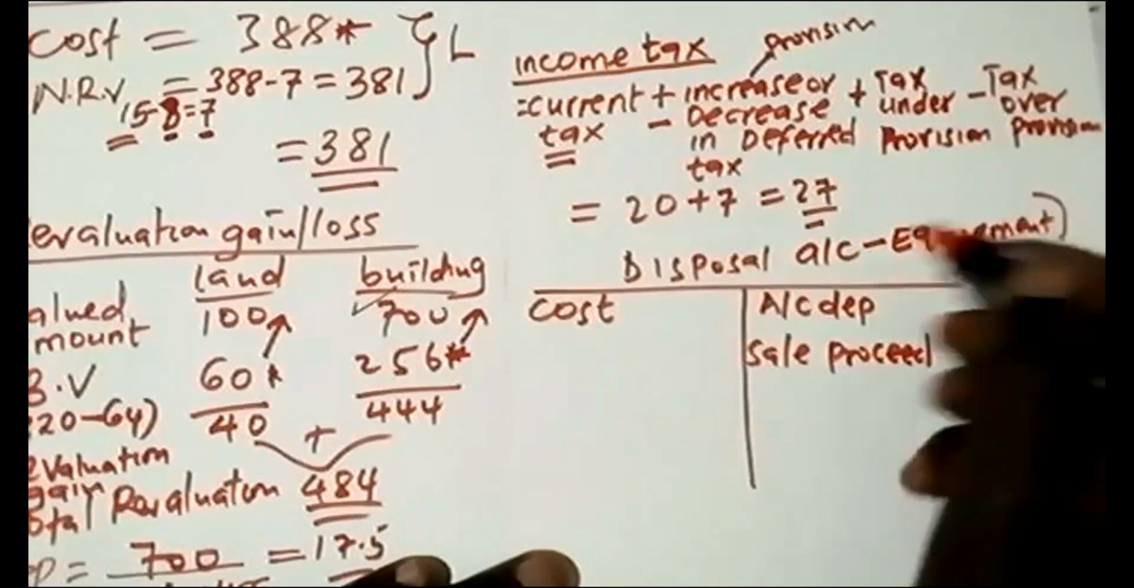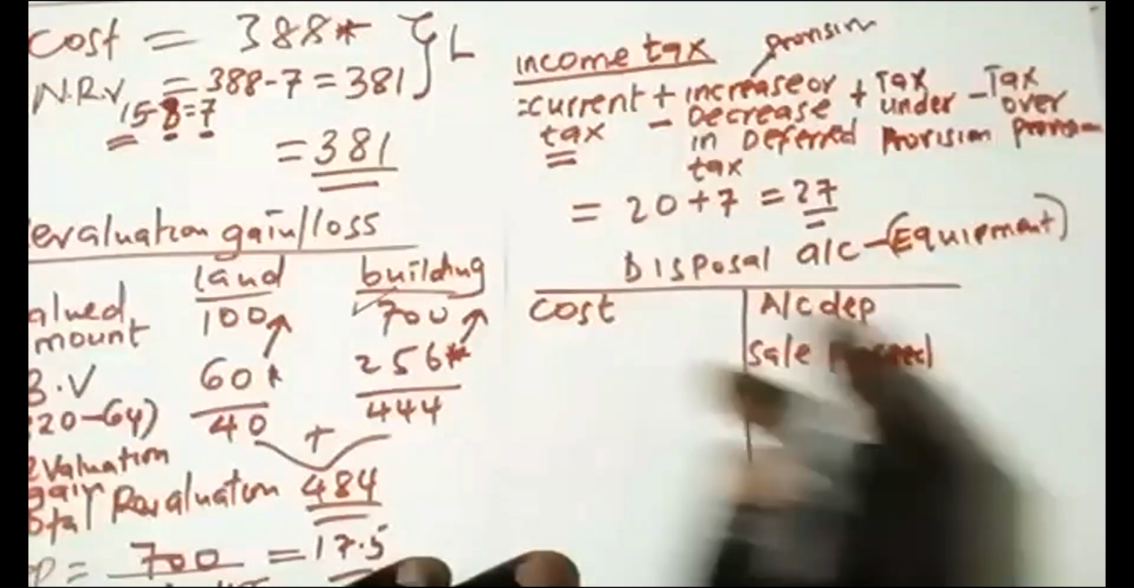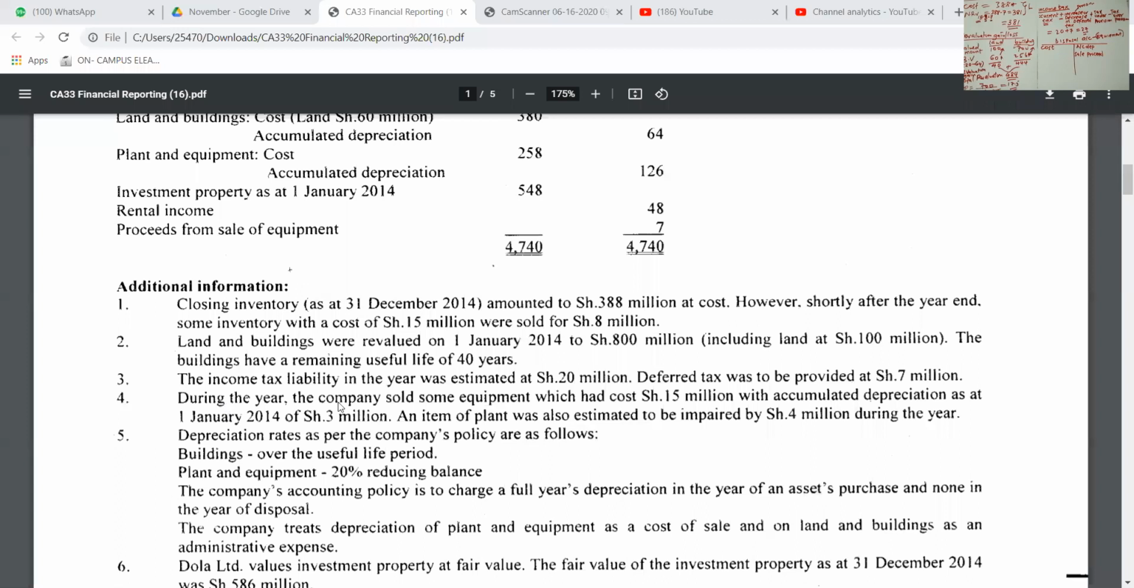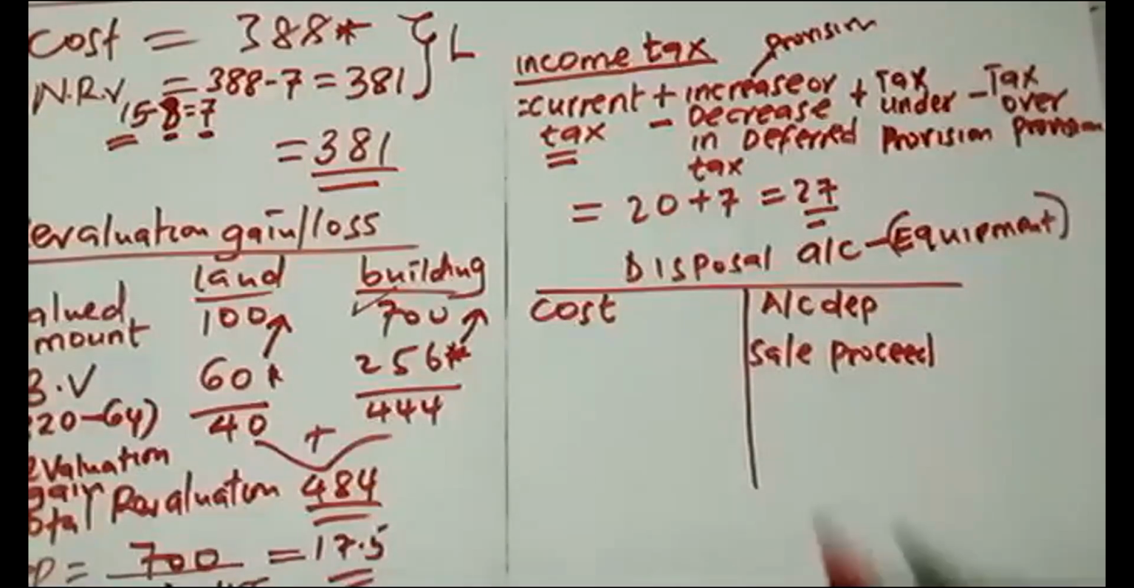So the three items you consider are for the item which was sold. It was having a cost of... right now, that is the point where you are supposed to unmute and tell me the cost. So during the year, the company sold some equipment. The cost was 15 and the accumulated depreciation was 3. So 15 and 3.